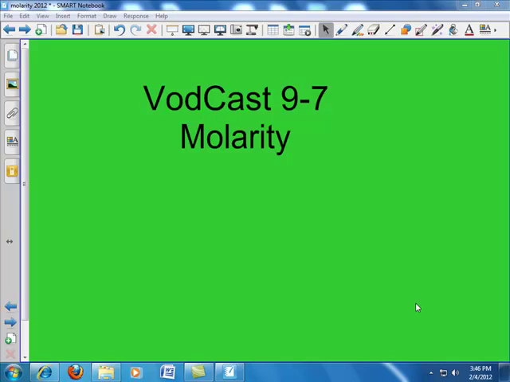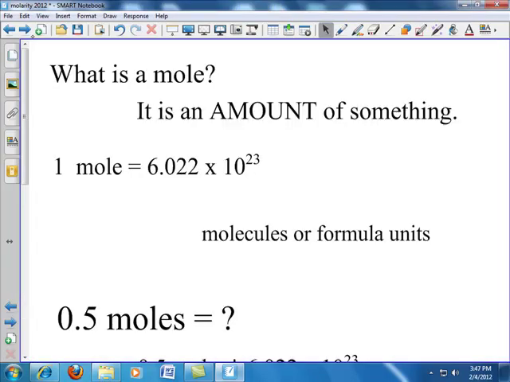So if you don't understand how to convert grams to moles and how to find molar mass, then this is going to be a challenge to you. So you've got to make sure you have a good, strong background before you even start this particular section. Okay, this first page is just a little review.